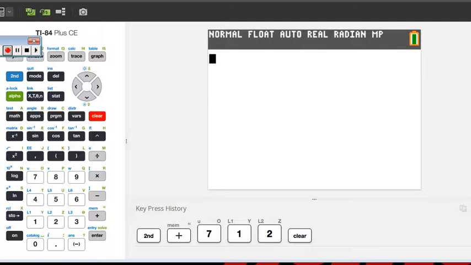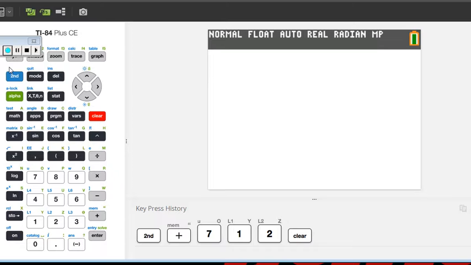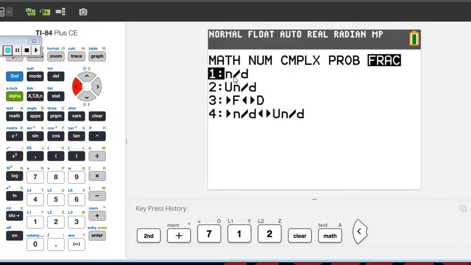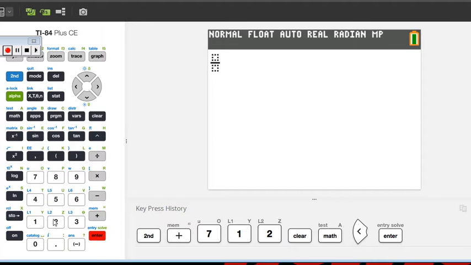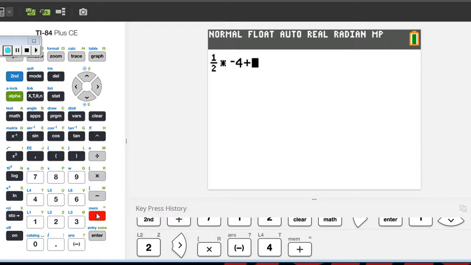We wanted to substitute in 1/2 times -4 plus 4. So to get to that fraction, we go to the math menu, and then we scroll over to this FRAC menu. So you can go left 1 or right 4 times, and then the first option is n over d. So we hit that n over d, and it creates a fraction for us. We type in 1, and then the down arrow, and then the 2. And then in order to get out of that fraction to do the multiplication, you have to hit the right arrow. And then we hit multiply by -4. Make sure you use the negative sign. And then add 4. And then we hit enter. That's going to get us 2.